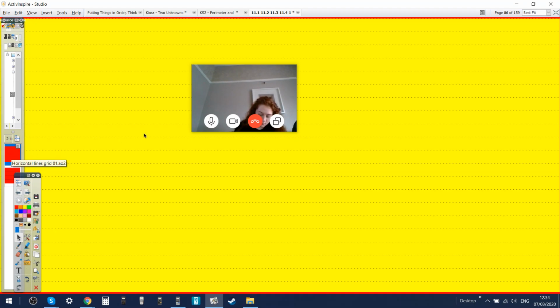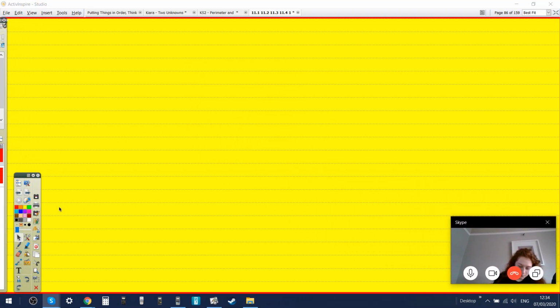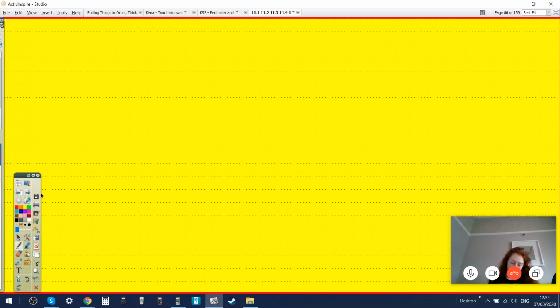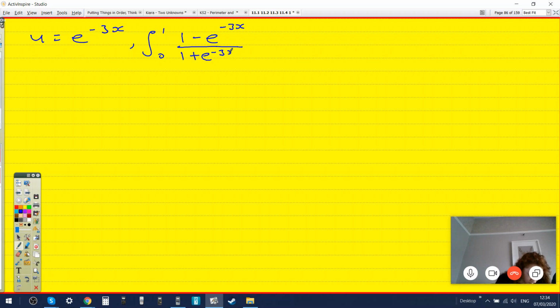So it's a strange one. Let's do an exponentials and logs. Oh, we kind of did some logs already. So u equals e to the minus 3x. We have to find the integral between 1 and 0 of 1 minus e to the minus 3x over 1 plus e to the minus 3x with respect to x.